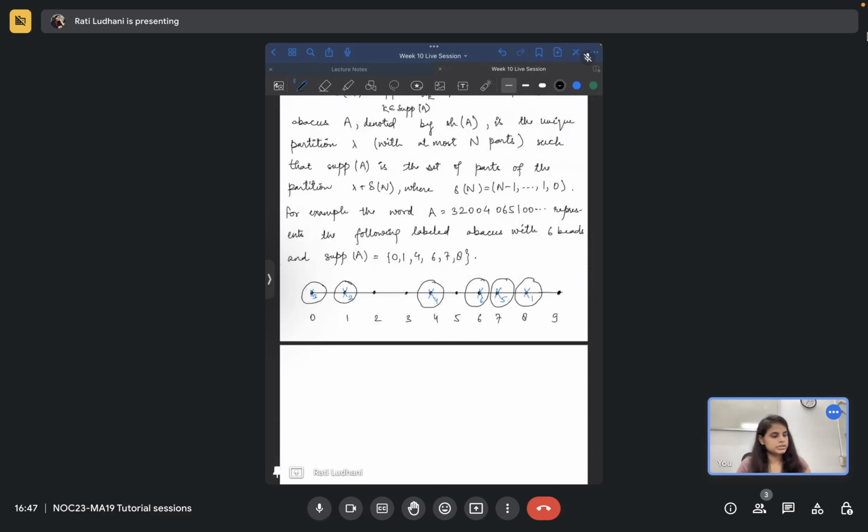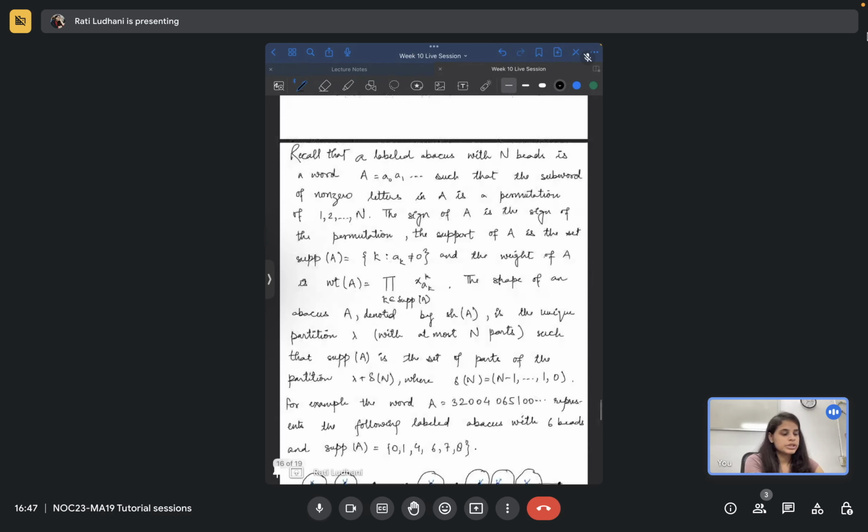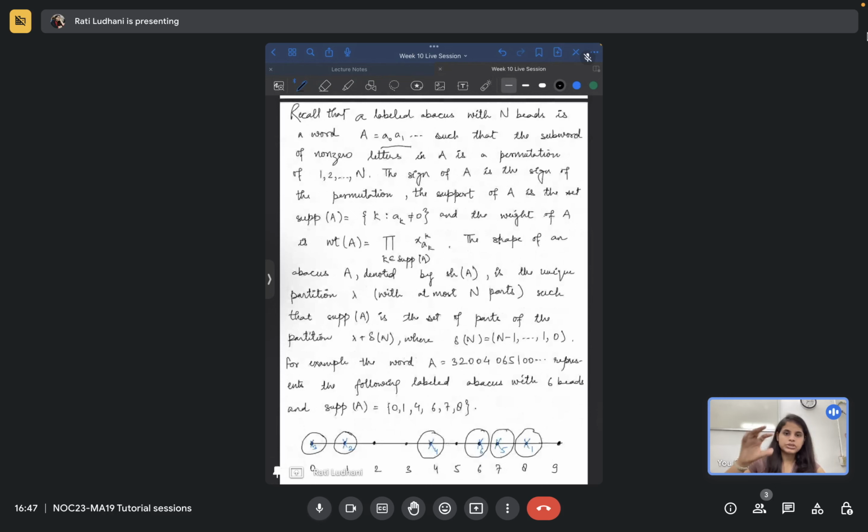So for the example, you consider a to be 3200406510 and so on. This is the notation a0, a1 and so on, such that the subword of non-zero letters is a permutation of 1 to n. That means because n is usually your number of variables, you are considering permutations of those numbers, and the sign of a is the sign of that permutation.